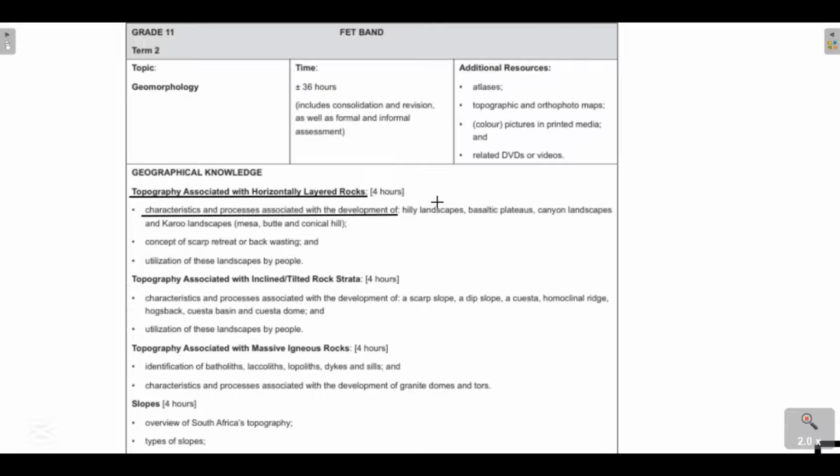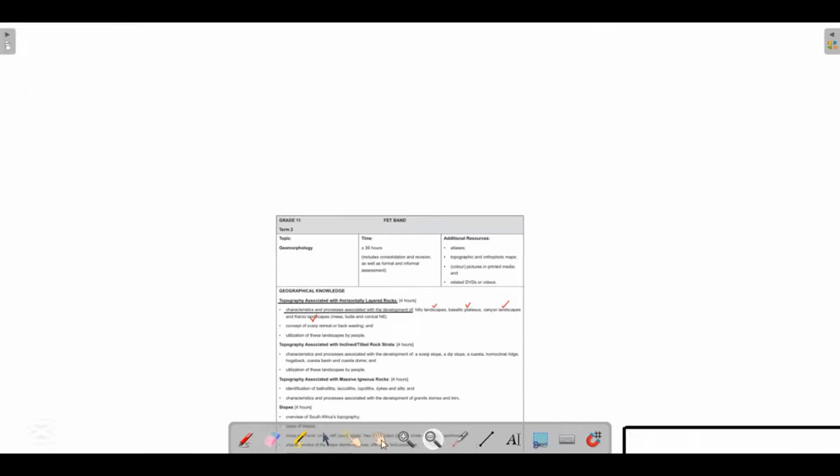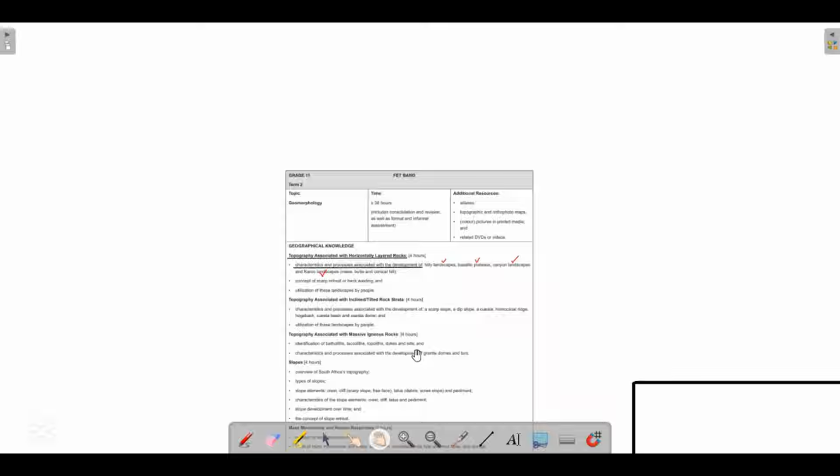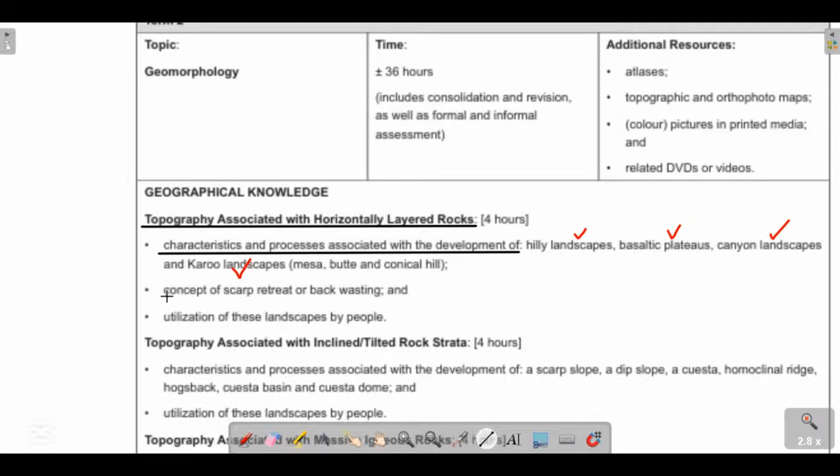And that includes your hilly landscapes, basaltic plateaus, canyon landscapes, and Karoo landscapes. We'll be looking at every single landform that you have to know and how they form. Very important, the formation, as well as the impact these have on human activities. So we'll also cover that. And we'll also take a look at the concept of scarp retreat or back wasting, as well as the utilization of these landscapes by people. So we'll cover everything here, guys.